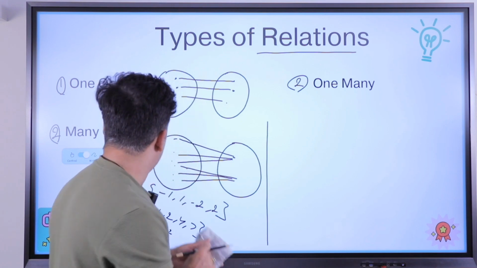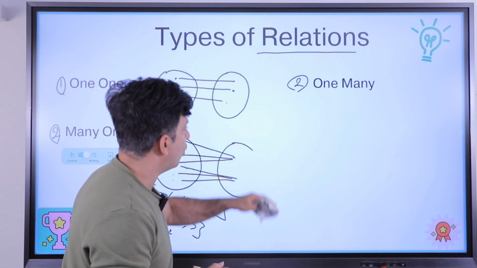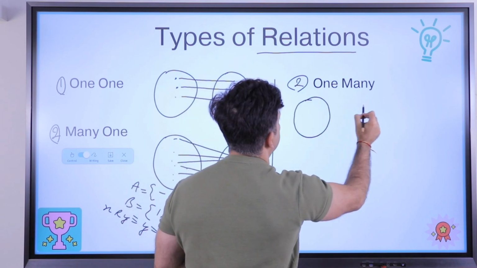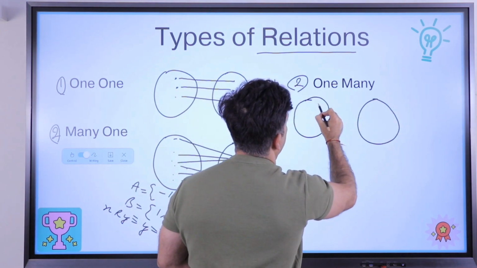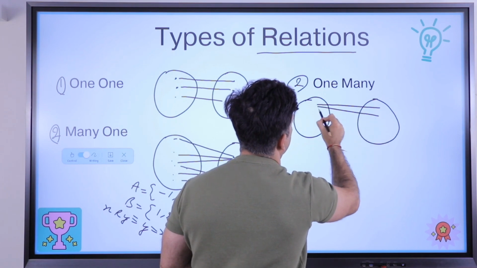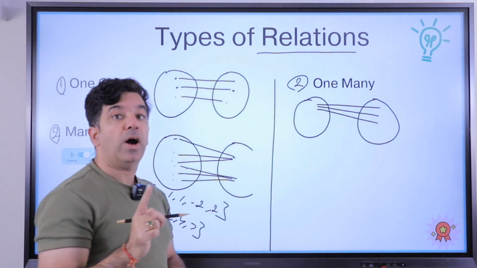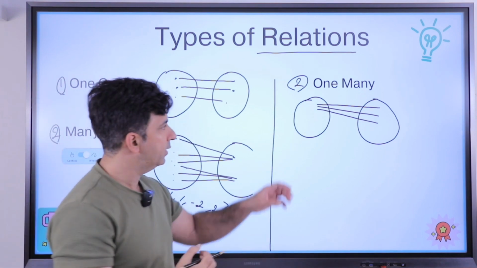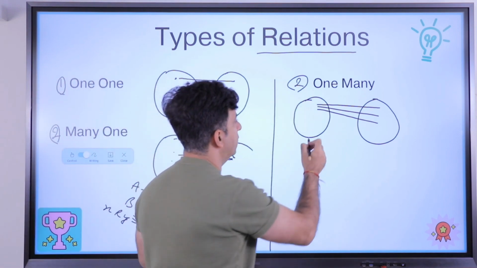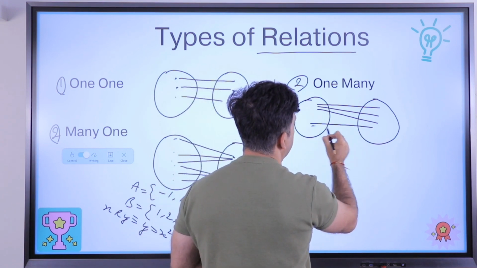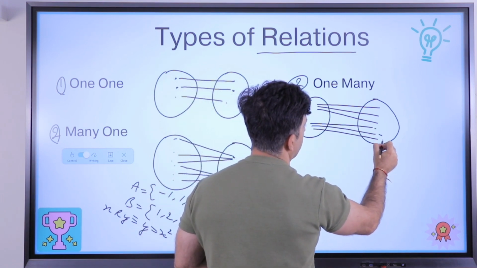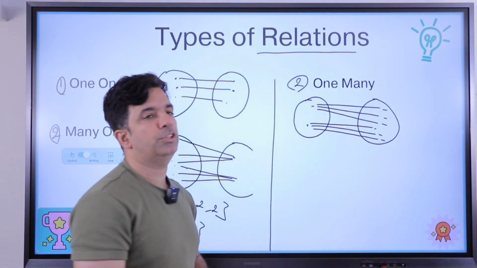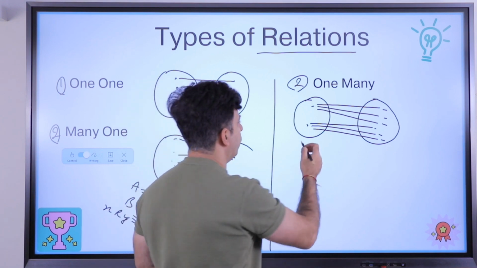Let's say, after this, now we are going to talk about the third name, that is a one-many relation, which the name itself suggests: one element of set A is connected to many elements of set B. This is a one-many relation. One element here is connected with many elements here. This is the situation. So I'll create one more example for this.